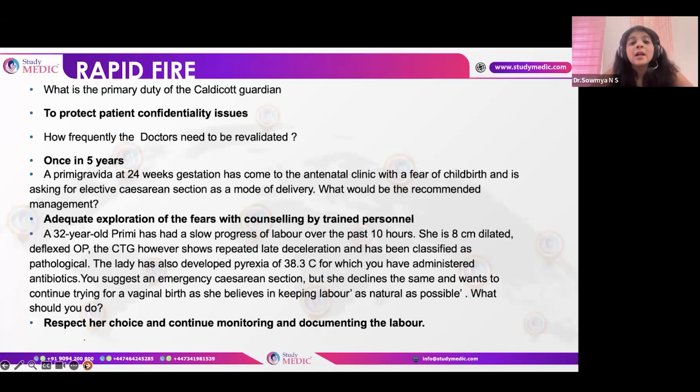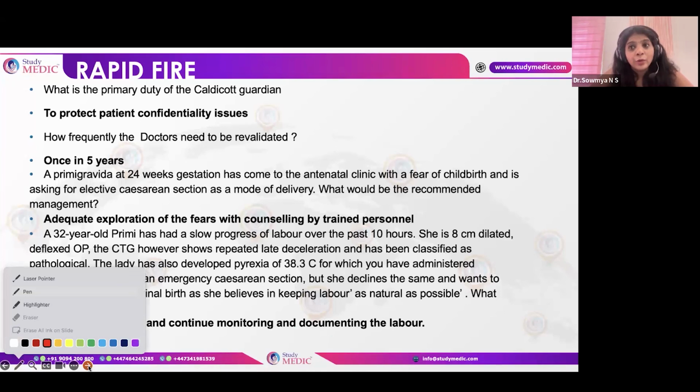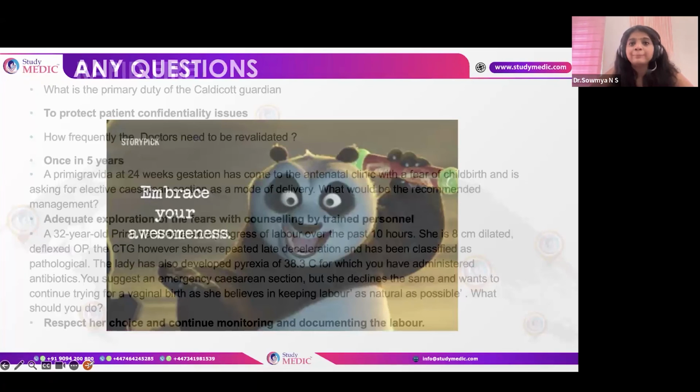Respect her choice. Continue monitoring. Document. Okay. Because she is going towards sepsis, we don't know what will happen. So you need to know about that.